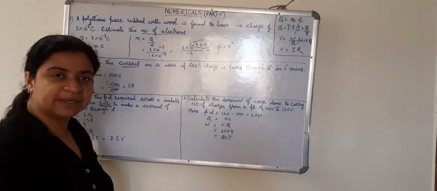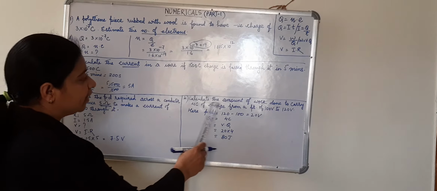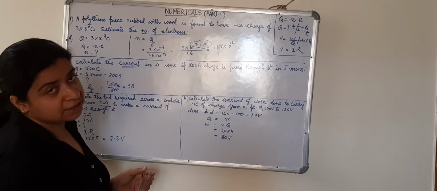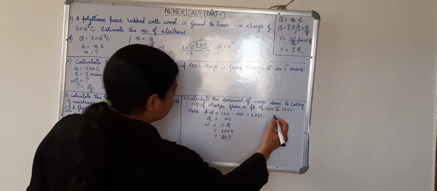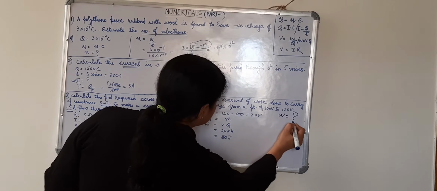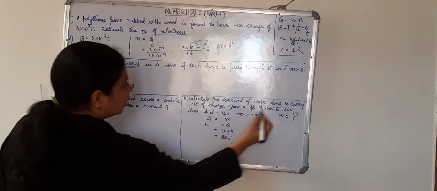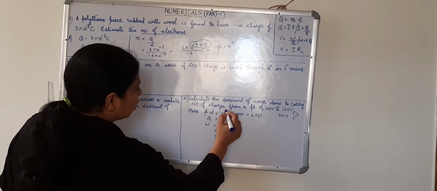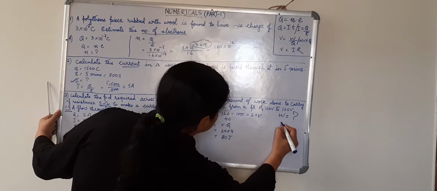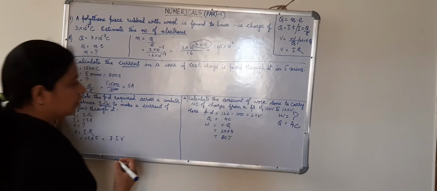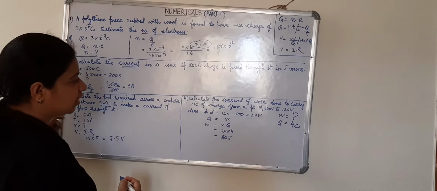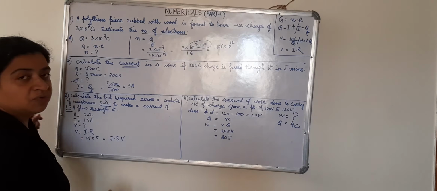Now let us do our next numerical, that is calculate the amount of work done. W we need to calculate, so put a question mark. To carry a 4 coulomb charge, Q is equal to 4 coulomb, from a point of potential difference 100 volt to 120.